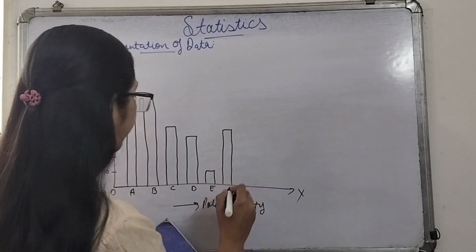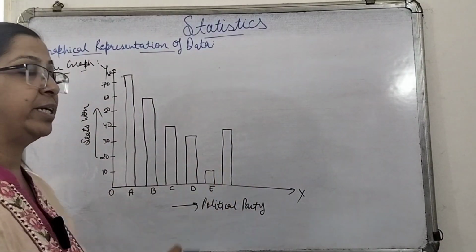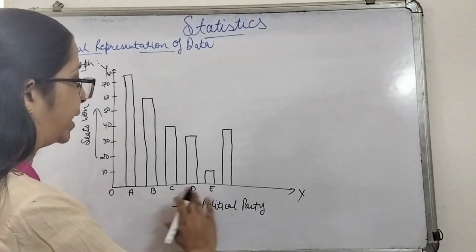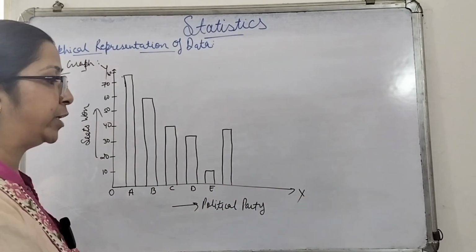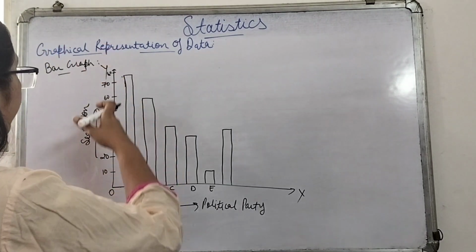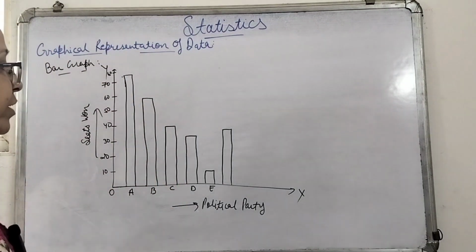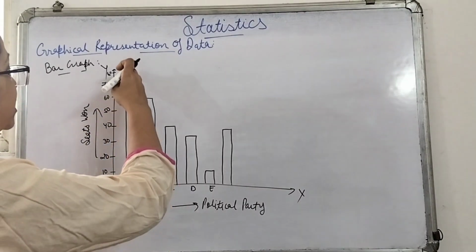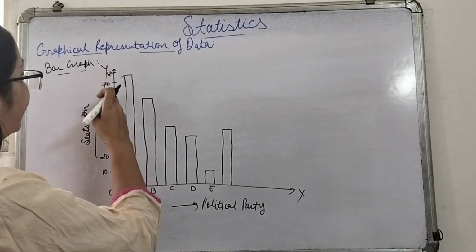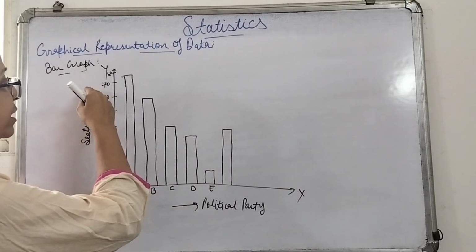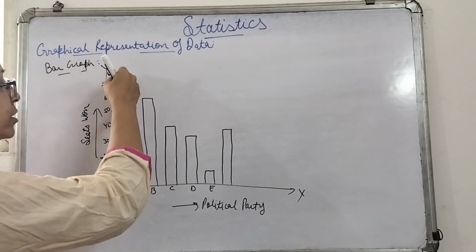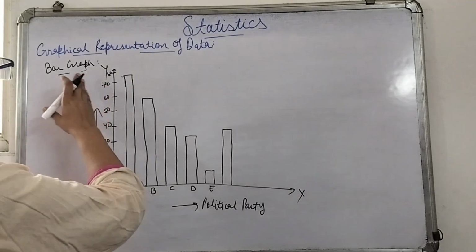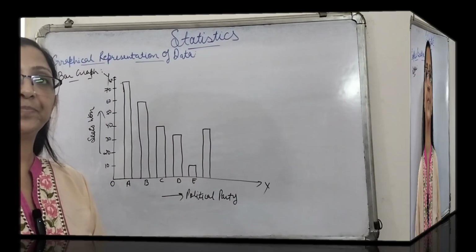So what we need to take care of is the width of the bars should be equal and the spacing between the bars should even be equal. On the x-axis, we'll be taking the variable. Over here, political party is the variable. And on the y-axis, we'll be taking the value of the variable. Over here, seats won is the value of the variable. The height of the bars shows the value of the variable. The more the value of the variable, the more will be the length or the height of the bars. This is how we can represent any data using bar graphs.